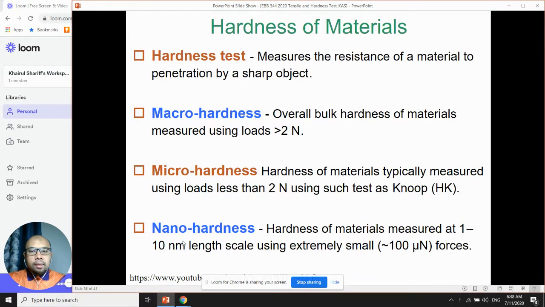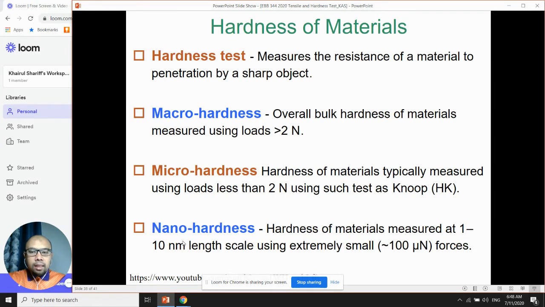The hardness test is to measure the resistance of a material to penetration by a sharp object. I think you have seen this before in your daily life. Okay, how hardness plays an important role in determining the properties of materials.